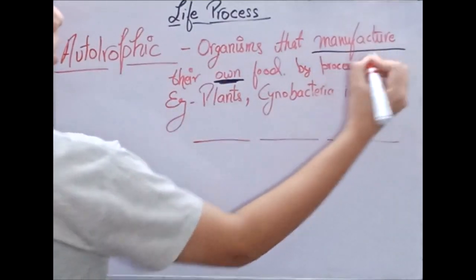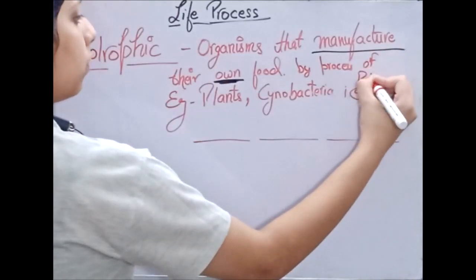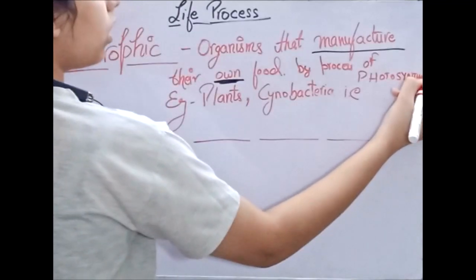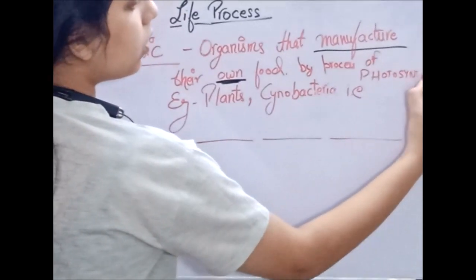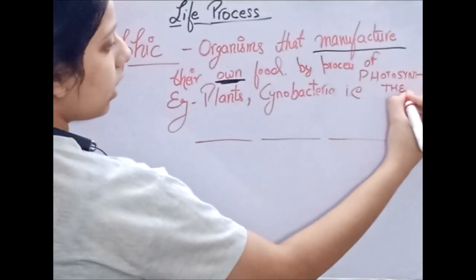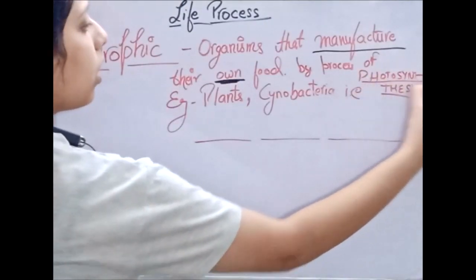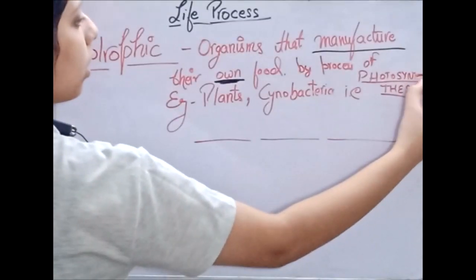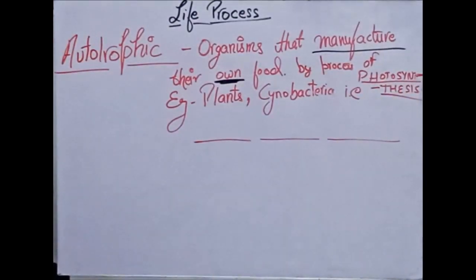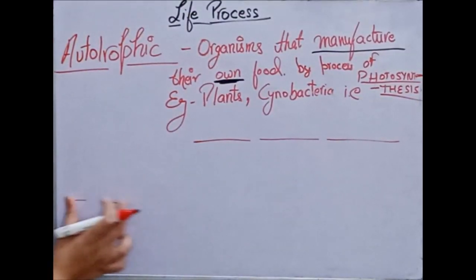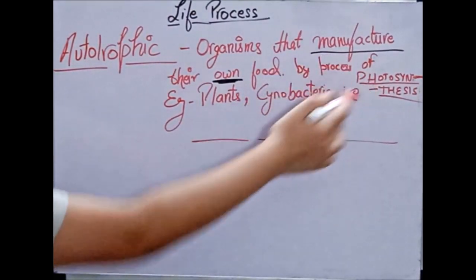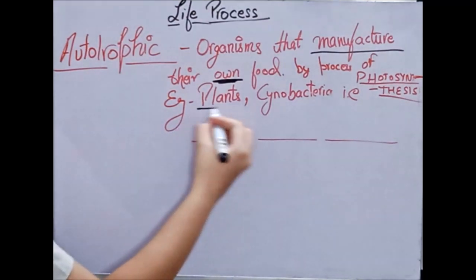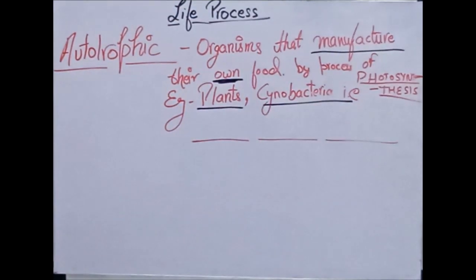You can add a few terms like "by process of photosynthesis." When you are out of space, you use a line like this to show that you have continued that word from the next line. Now examples are your plants, obviously, the cyanobacteria.